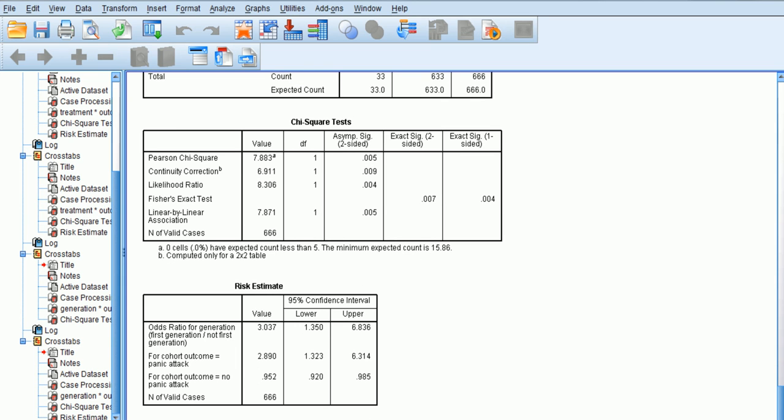So scrolling down, we also have an odds ratio. This gives us the ratio of the odds for having a panic attack for the first generation college students divided by those who are not first generation college students. So we see that the odds are about 3 times greater for the first generation college students to have a panic attack. Also, it gives us the relative risk, or the risk ratio, which is also about 3 times greater. So those students who are first generation college students are about 3 times more likely to have a panic attack than those who are not.